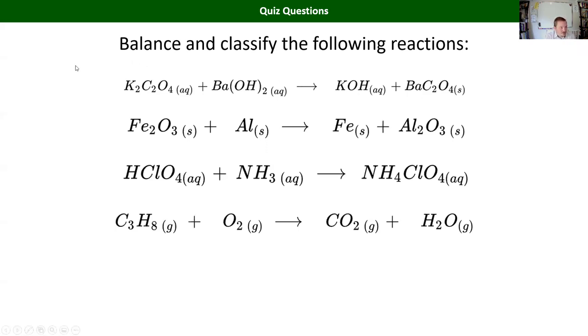So let's go through these four reactions for practice balancing and classifying them. For each of them, figure out if it's a redox or not, and then think of any other terms you could apply to it, and then balance it. Make sure it's all squared away that way. I'll give you a few minutes to work.